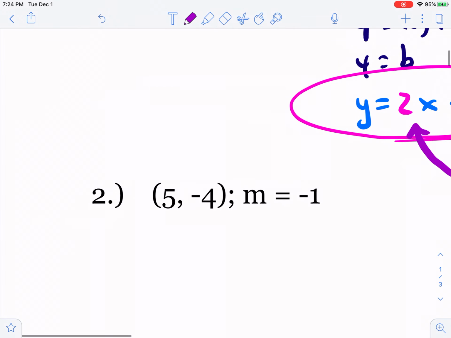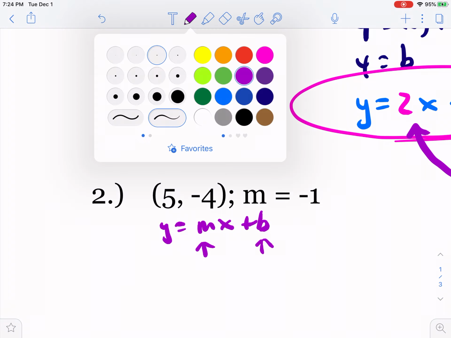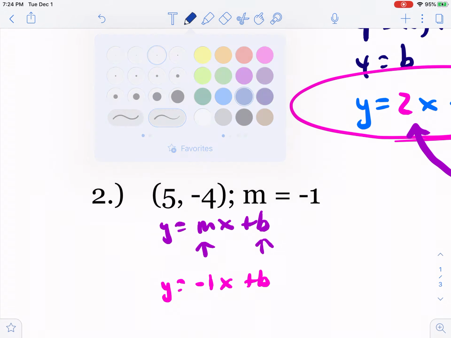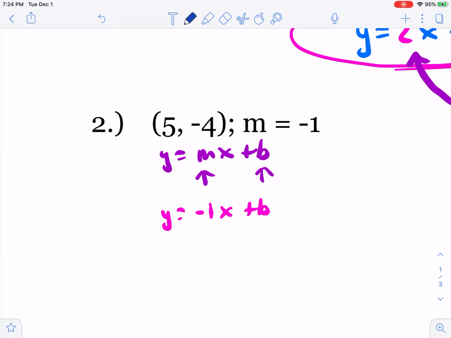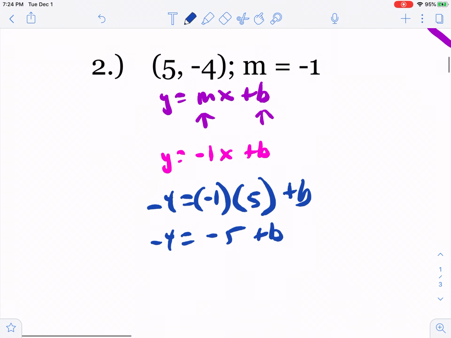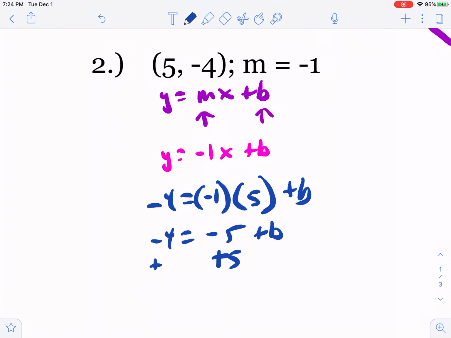All right, again, let's do it again. Y equals mx plus b. I need a slope and I need a y-intercept. Well, I'm in luck. I have a slope. Y equals -1x plus b. I have an x and a y on this line. It's 5 and -4. So -4 equals -1 times 5 plus b. -4 equals -5 plus b. Add 5 to both sides, and b equals 1.